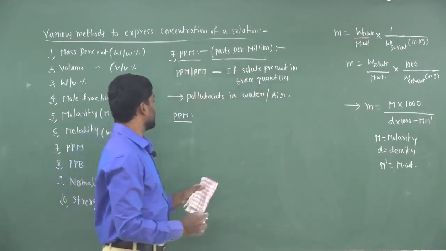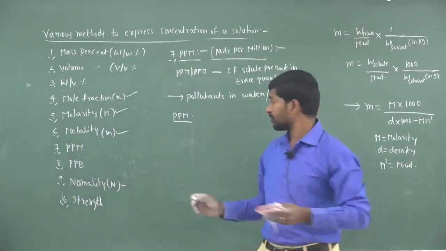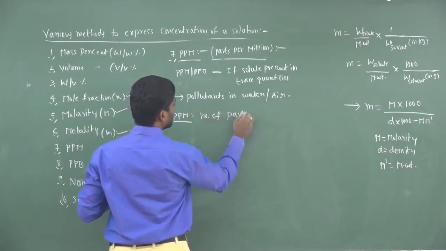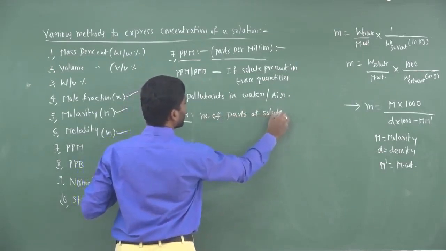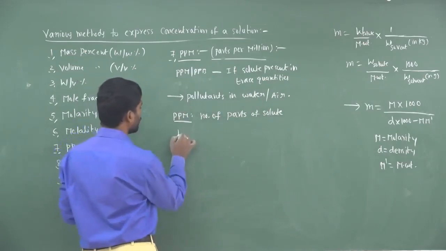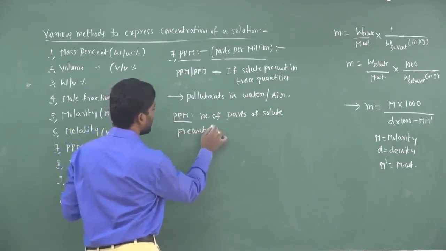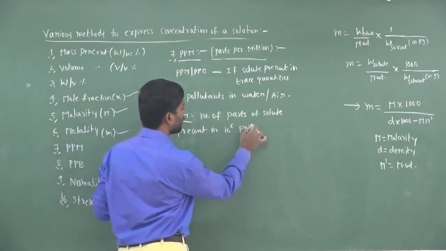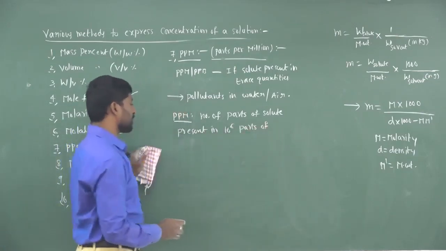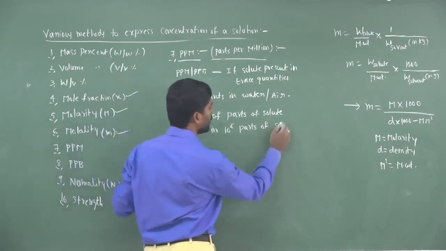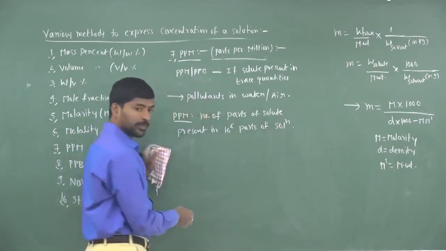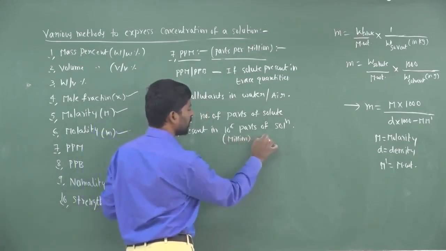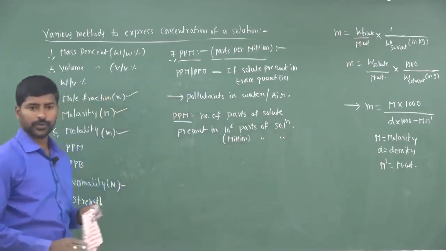So ppm is the number of parts of solute present in 10 power 6 parts of solution. That means million parts of solution. 10 power 6 means million parts of solution.